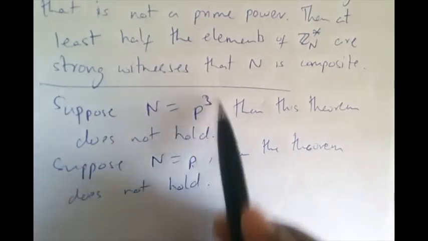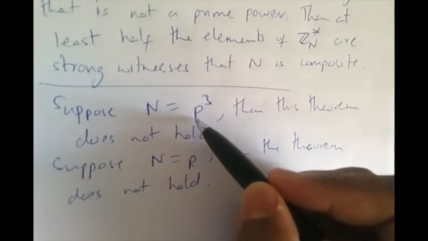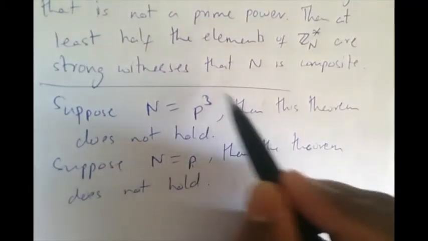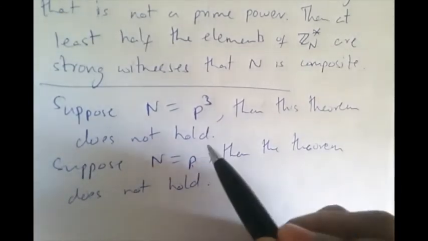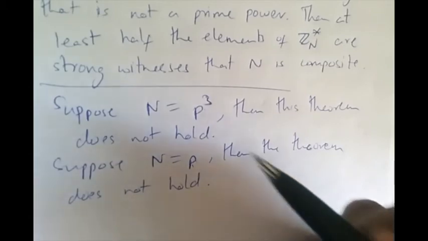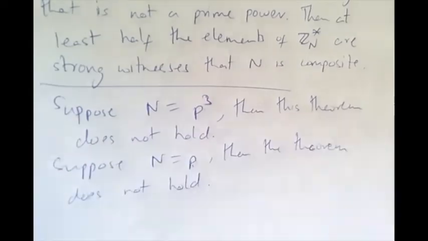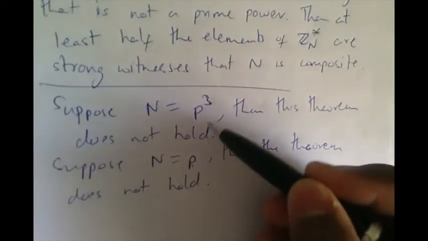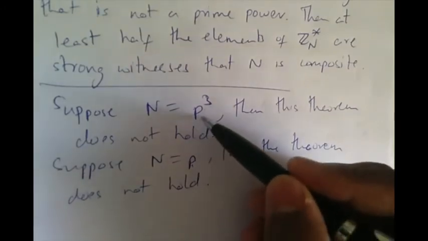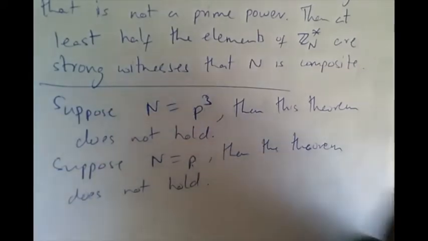I want to identify cases where n is composite, but still the hypothesis of the theorem does not hold. So how can I identify such cases? That is, how can I differentiate between these two cases? I want to differentiate between cases when n is p raised to some prime power, and the cases where n is prime.